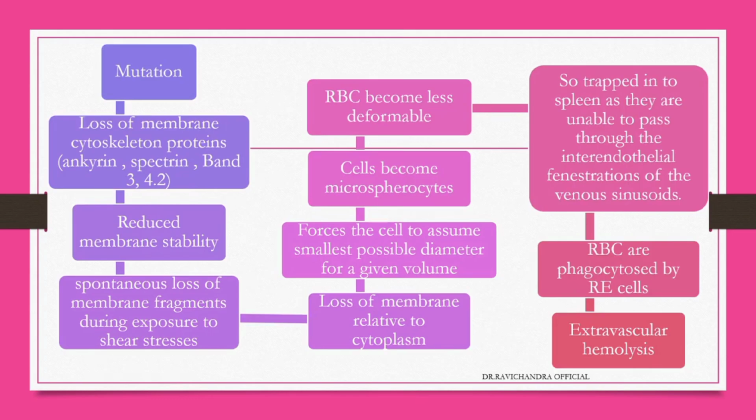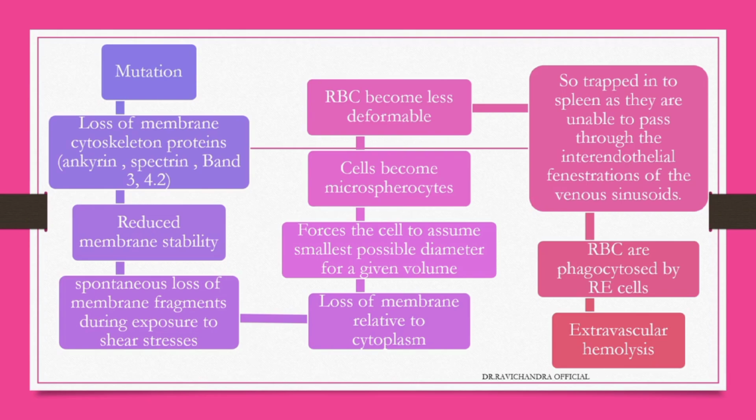So pathogenesis. Mutation will lead to loss of membrane cytoskeleton proteins, ankyrin or spectrin or band 3 and 4.2, thereby causing reduced membrane stability, which results in spontaneous loss of membrane fragments during exposure to shear stress, thereby loss of membrane relative to cytoplasm. This forces the cell to assume the smallest possible diameter for a given volume. As a result, the cells become more and more spherical, or become microspherocytes.